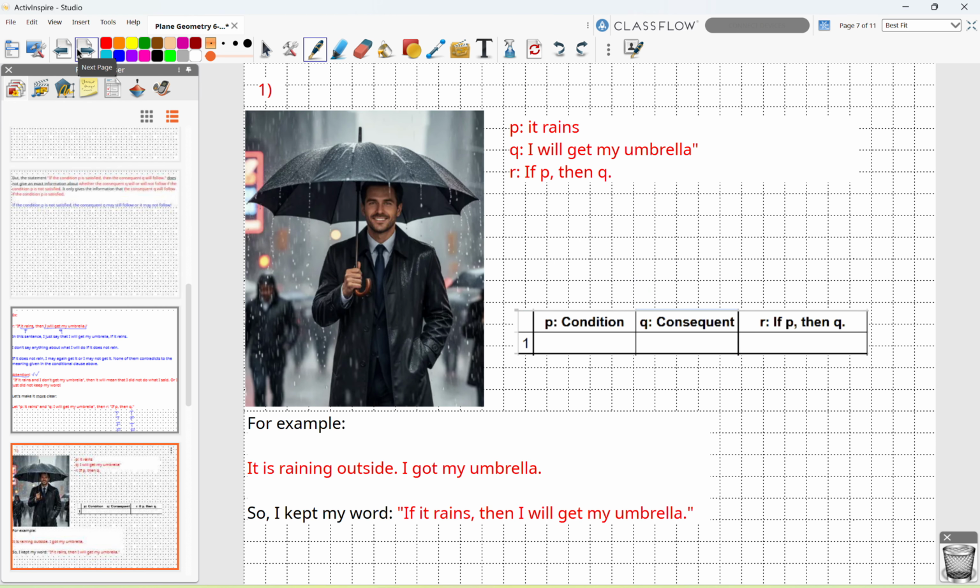Let's see the first case. P, it rains. Q, I'll get my umbrella. R, if P, then Q. If it rains, then I'll get my umbrella.